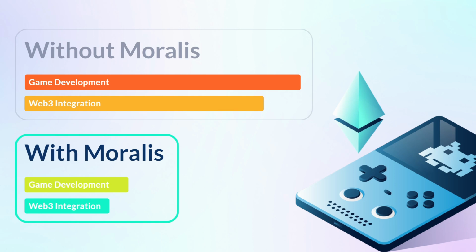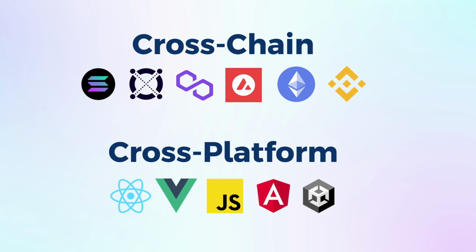And that not only applies to Unity, because Moralis is cross-platform, so you can benefit from that on multiple other platforms. It is also cross-chain, so you don't have to bother about bridging between chains, and that being in the Web3 crypto space is huge.